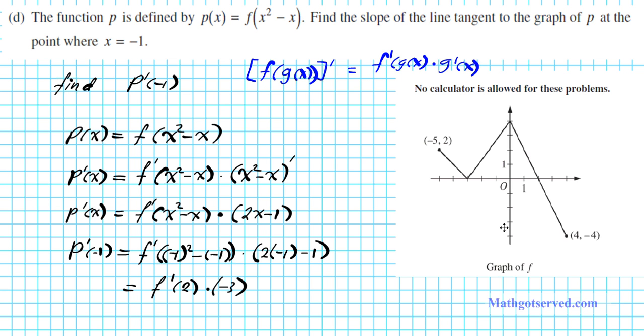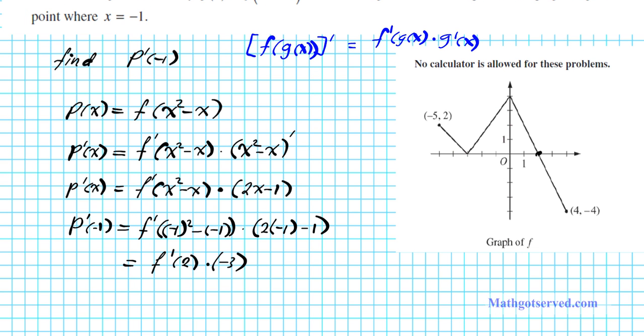Okay, now we have f here. So what is f prime of 2? F prime of 2 is basically the slope of this line, right? The slope of the line at 2. We already determined that the slope of this line is negative 2 earlier. So you're just going to plug it in here. F prime of 2 is equal to negative 2. And then negative 2 times negative 3 is equal to positive 6. All right, so that's that.